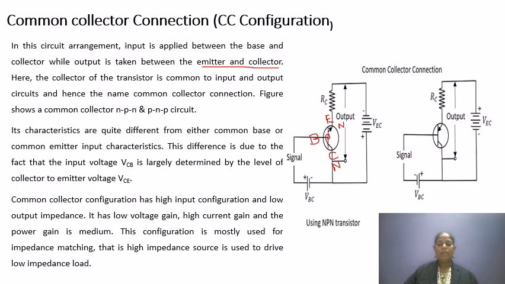Clear? The common collector configuration has high input impedance and low output impedance. Because of this, the voltage gain is very small, but the current gain is very high. Therefore, the power gain is in the medium range. So most of the time we do not commonly use the common collector. In most cases we use the common base and the common emitter.